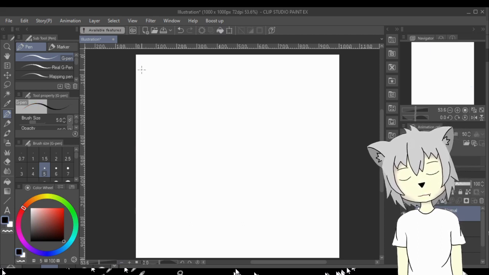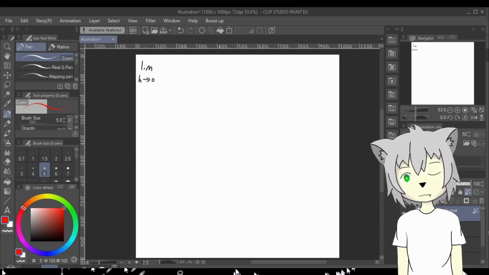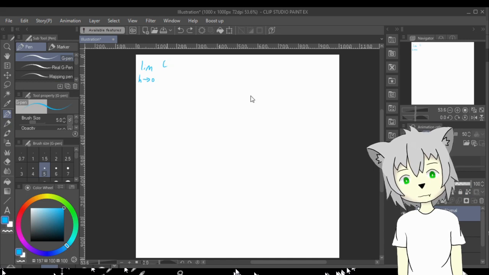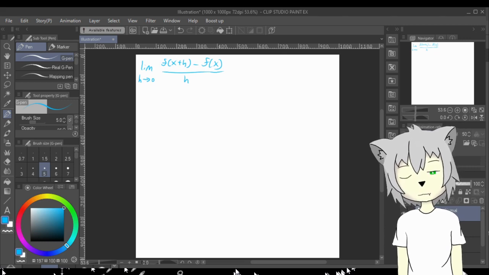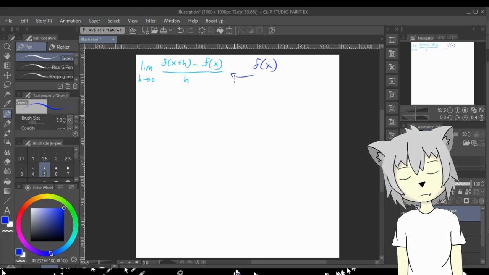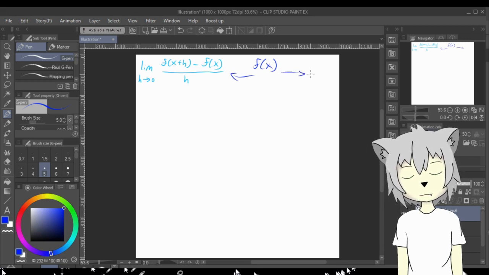Now that you know that, well, actually, before I go on, basically the limit as h approaches 0 of f of x plus h minus f of x over h. That's the formal definition of a derivative. Given any f of x, you should be able to apply this and output a derivative.